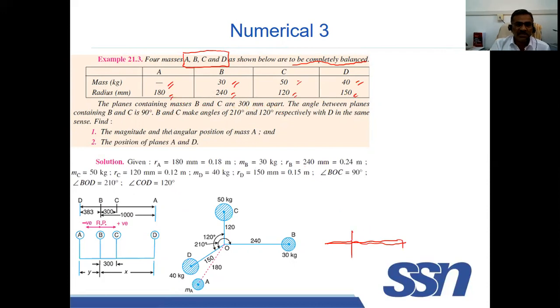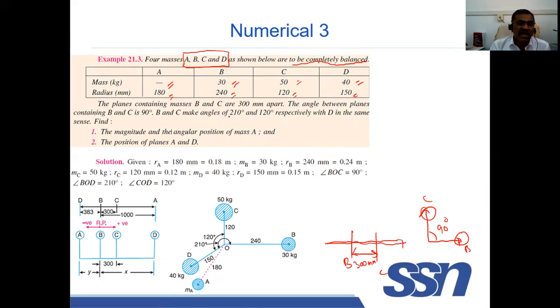So let us take, this is B, this is C. The distance between them is how much? It is 300 millimeter. The angle between the planes containing B and C is 90 degree. So let us take, this is B, this is C. The angle is 90 degree. Here we have 1 mass, here we have 1 mass. This is 90 degree.